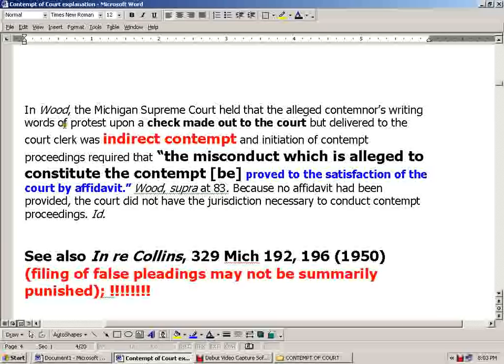In Wood, the Michigan Supreme Court held that the alleged contemptor's writing words of protest upon a check made out to the court but delivered to the clerk was indirect contempt. Right? So writing on paper is indirect contempt. An initiation of contempt proceedings required that the misconduct alleged to constitute the contempt be proved to the satisfaction of the court by affidavit. You've got to give an affidavit. Because no affidavit had been provided, the court did not have jurisdiction necessary to conduct contempt proceedings.